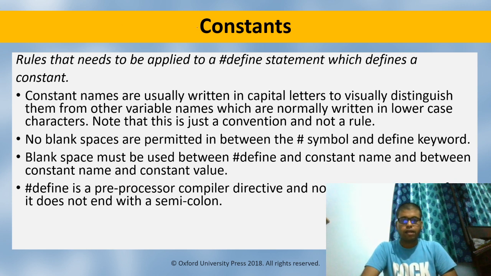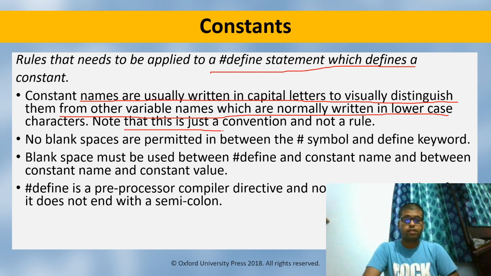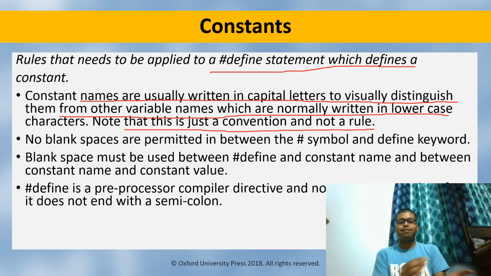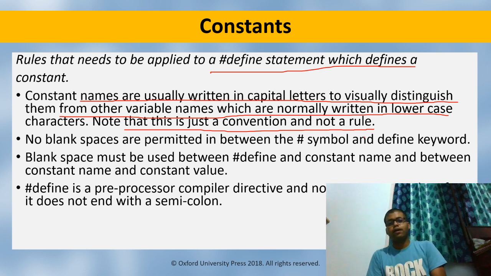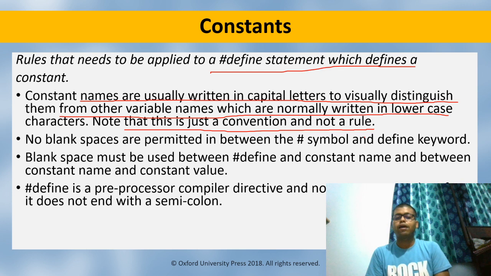Rules that need to be applied for the constant: a define statement will be there. Constant names are usually written in capital letters to visually distinguish them from other variable names, which are normally written in lowercase. Note that this is just a convention, not a rule. So you have seen, and I also mentioned, that constants should be written in capital letters. It's a convention so that there is a visual difference between constants and variables or functions. So variables and functions are in lowercase and constants in uppercase. Sometimes you can use the first letter as a capital letter for a constant.